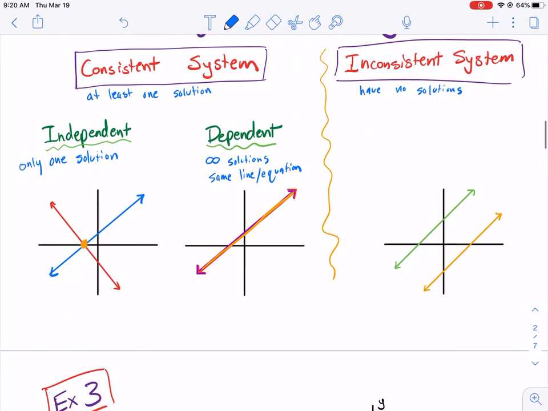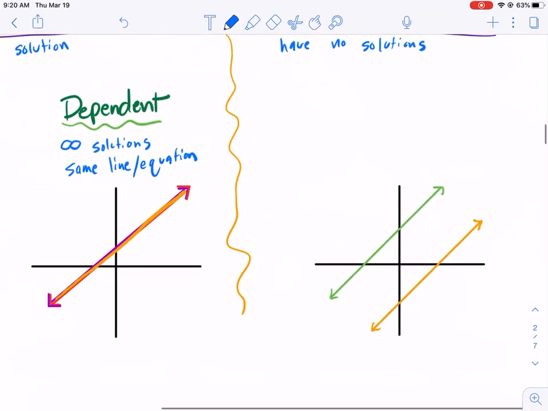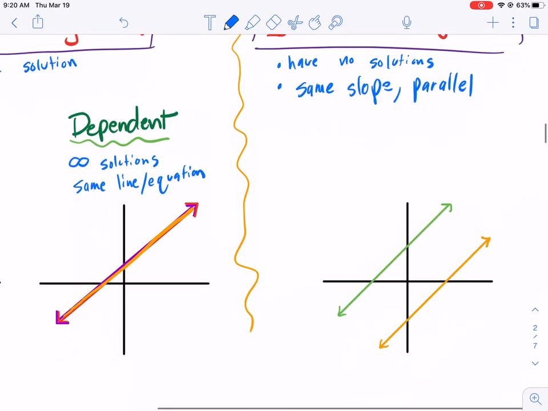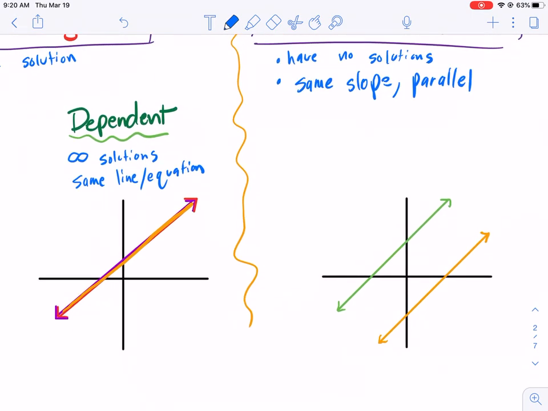Now let's look at inconsistent systems. What do you notice about the green and the orange line? I hope you notice that they have the same slope. Okay, they are parallel lines, and that's inconsistent. They will never intersect, so they'll never cross. They'll never have the same values of x and y that satisfy both equations.